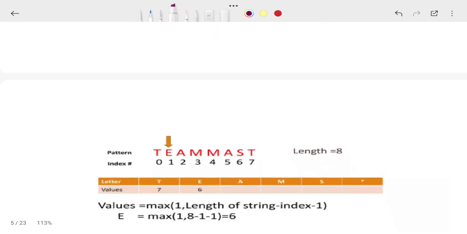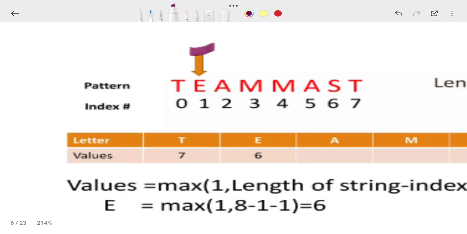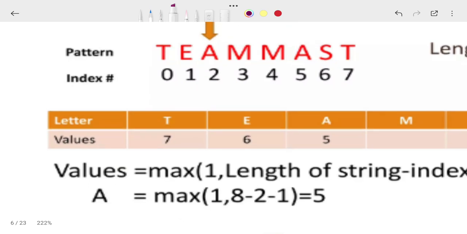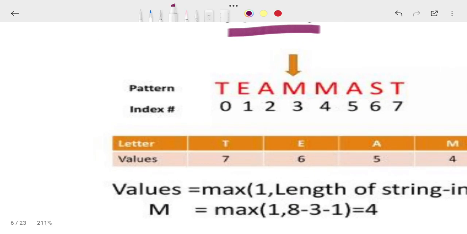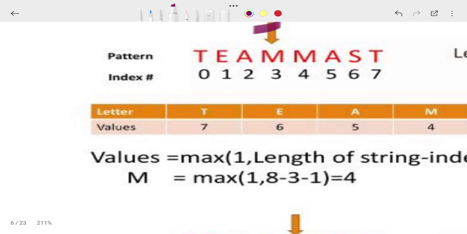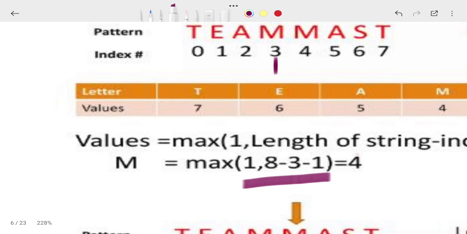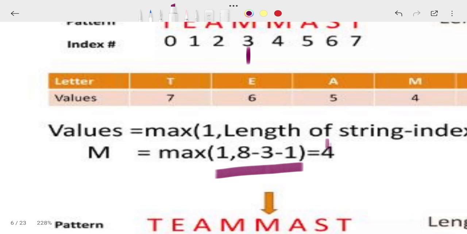Next for E: 8 minus the index, 1, minus 1 is equal to 6. This 6 I will place here. Next for A: 8 minus 2 minus 1, where 2 is the index. This 5 I will place here. Now for M: 8 minus 3 minus 1, where 3 is the index. So this 4 I will place here.